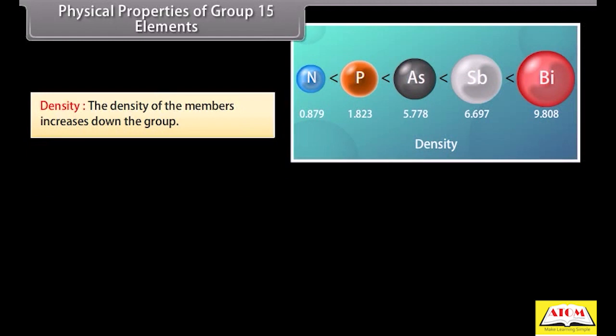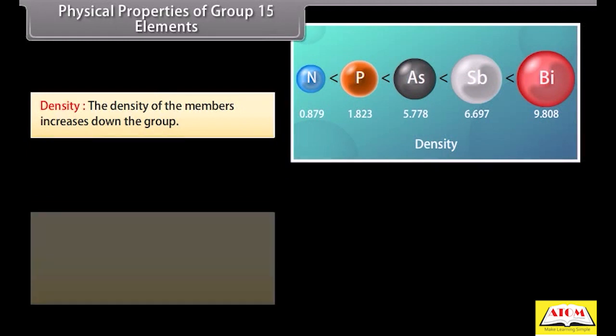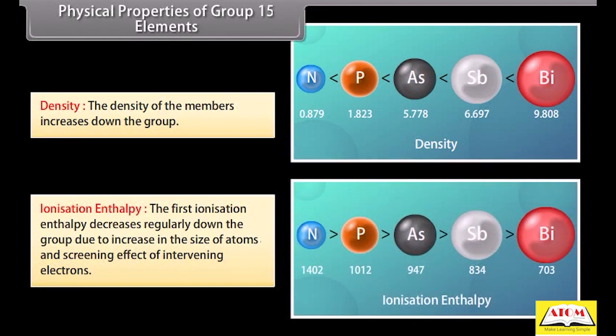Density. The density of the members increases down the group. Ionization enthalpy. The first ionization enthalpy decreases regularly down the group due to increase in the size of atoms and the screening effect of intervening electrons.